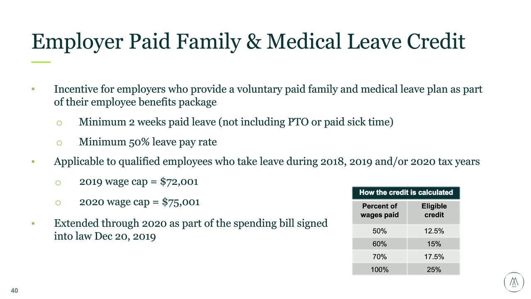So as you can see in the table to the right, an employer who provides paid leave at a rate of 50% is allowed a 12.5% credit. Or, an employer who provides paid leave at a rate of 100% is allowed a 25% credit. There is a wage cap for qualified employees. So for 2019, qualified employees cannot earn more than $72,000, and for 2020, qualified employees cannot earn more than $75,000.